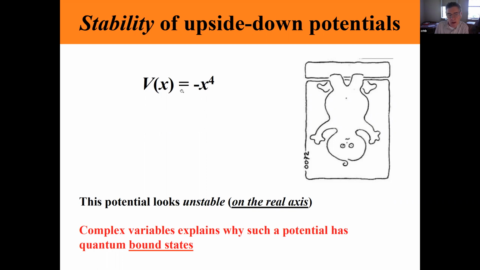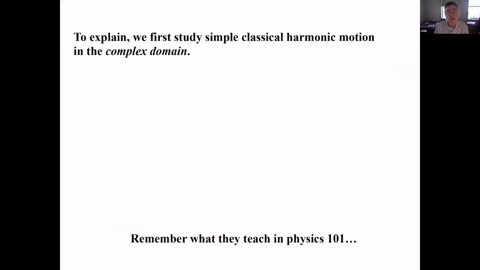It must be unstable. Okay, it certainly looks unstable on the real axis, but you're going to see that complex variables explains why such a potential has quantum bound states. Okay, so to explain, we first study the simple classical harmonic motion in the complex domain.